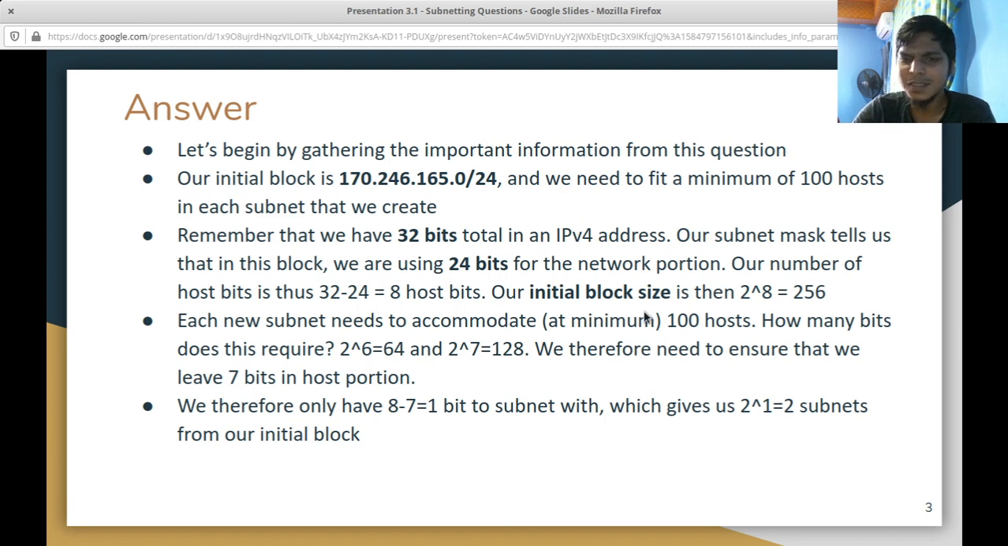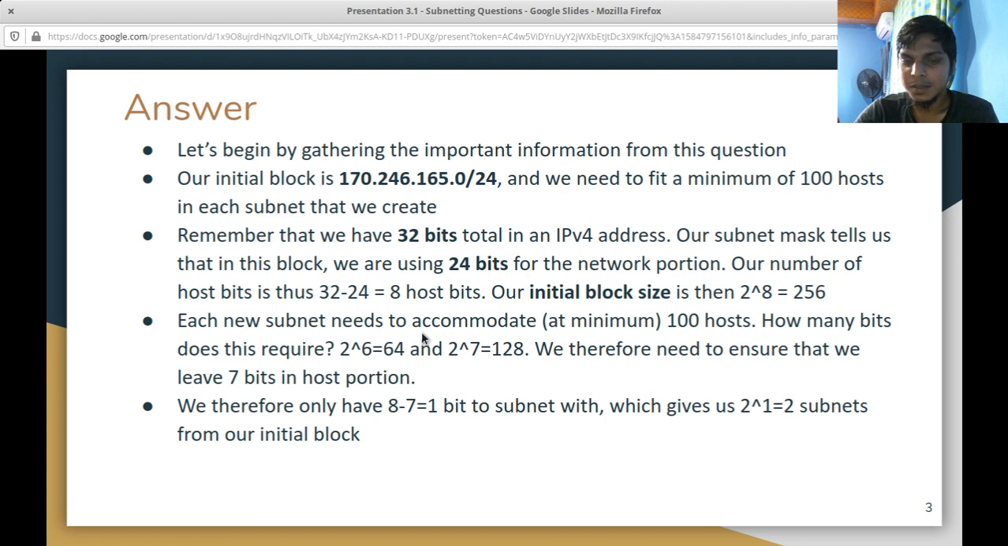The block size doesn't really tell us anything useful by itself, but it is important in calculations, which is why you'll see a lot of exam questions and practice questions ask you about block sizes. So this is just how to calculate that block size. You take the number of host bits and you put 2 to the power of the number of host bits, which is 8 in this case, which is 256. No units, just a block size of 256.